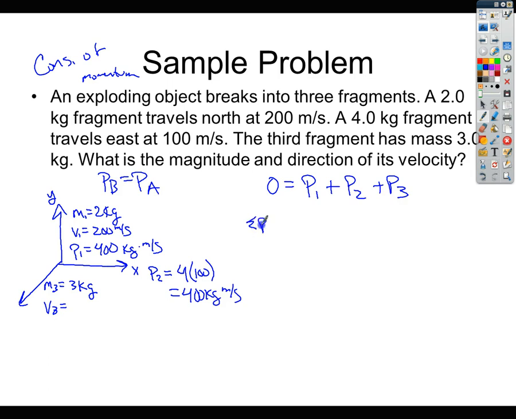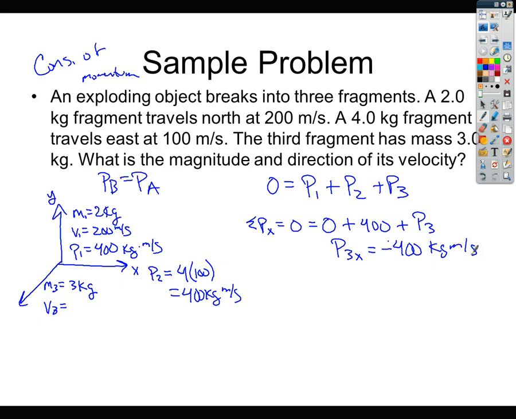Let's do the sum of the momentum in the x direction. We know that should be equal to 0, and that would be equal to, notice P1 is only in the up and down direction, in the y direction, so there is no momentum for that object in the x direction, plus the momentum of the second piece, which is 400. And then we're unsure of what the momentum in the x direction is for projectile number 3. If I solve for P3, I find that P3 in the x direction should be equal to negative 400 kilogram meters per second.